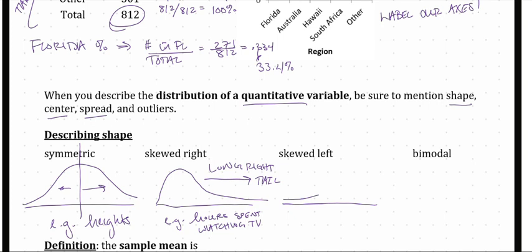It has a long left tail, and that's where it gets its name. We would see a skewed left distribution if we're thinking about the scores on an easy test. If we have an easy test, most people are going to do very well on it. Most people might get something around a 99, a 95, 99, 100.